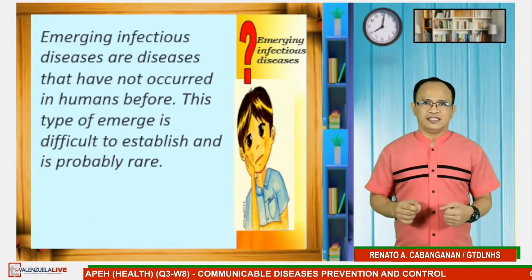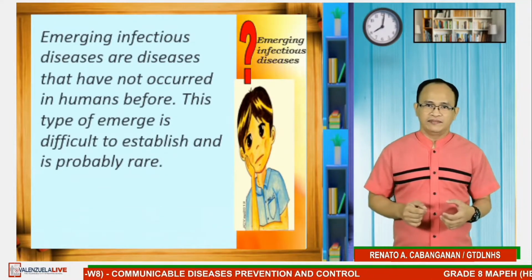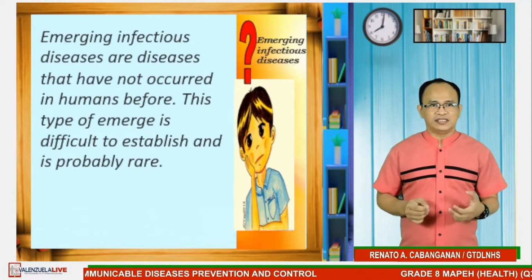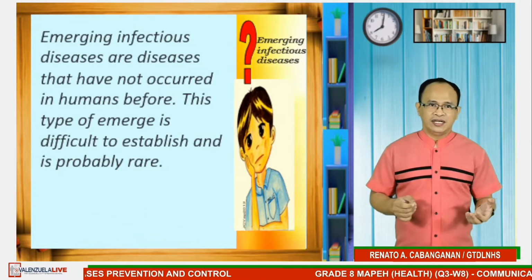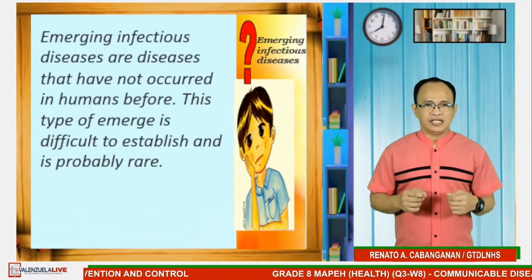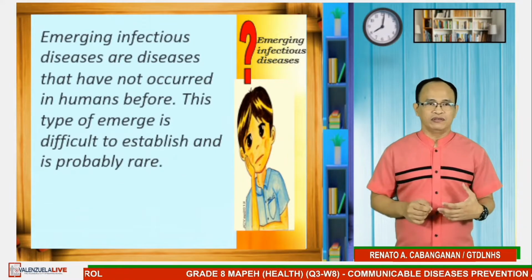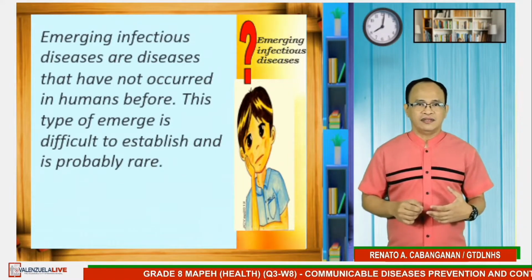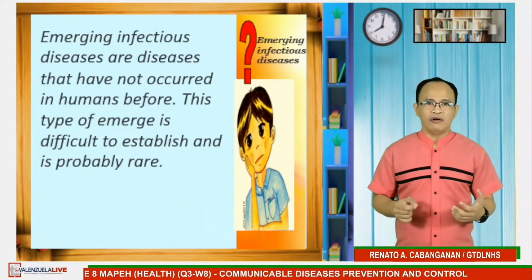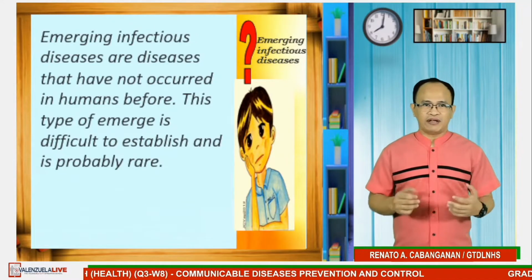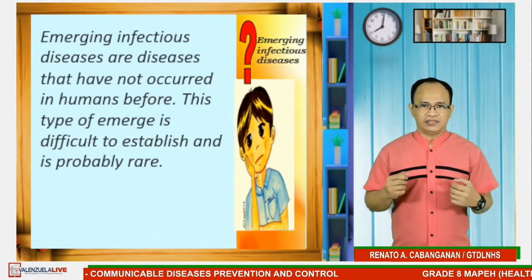Emerging infectious diseases are diseases that have not occurred in humans before. This type of emergence is difficult to establish and is probably rare. Others have occurred previously but affected only small numbers of people in isolated places. Others have occurred throughout human history but have only recently been recognized as distinct diseases due to infectious agents.